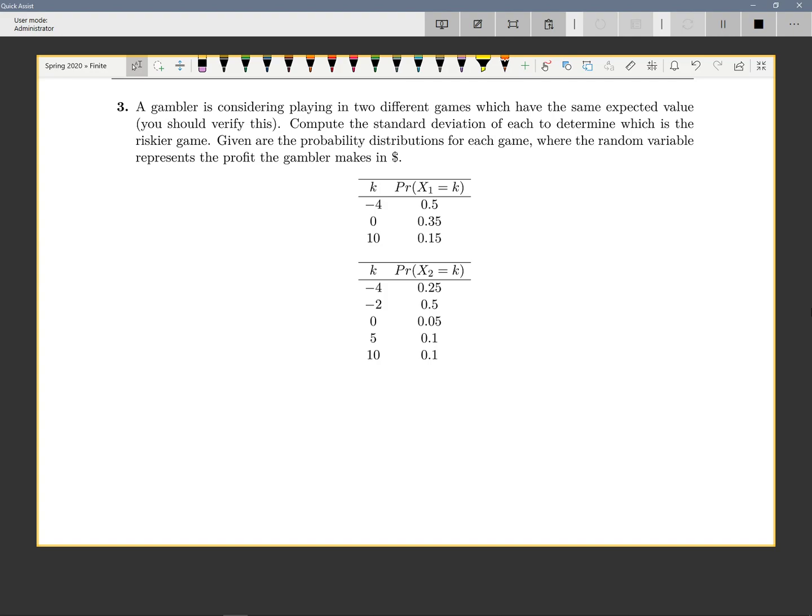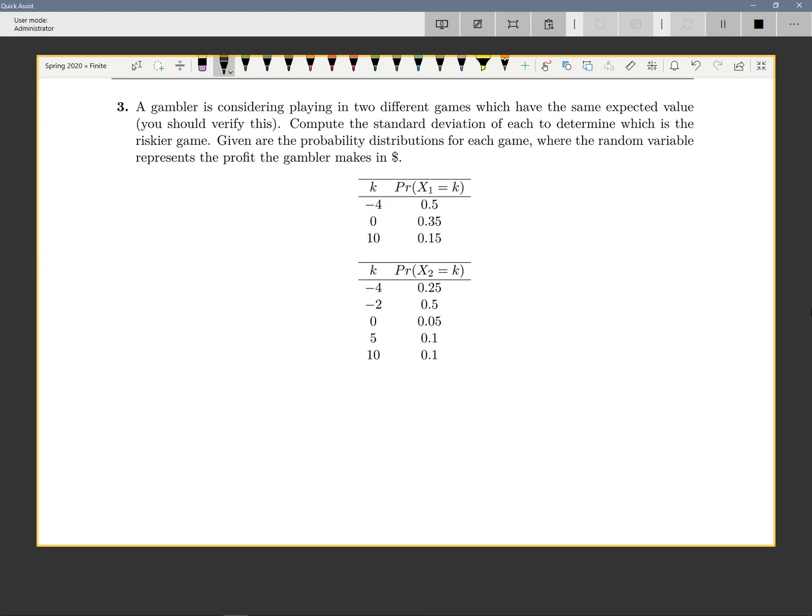So x1 is the profit. For game 1, for example, they have a 50% chance of losing $4, a 35% chance of breaking even, and then a 15% chance of gaining $10. And then, likewise for game 2, they have these probabilities.